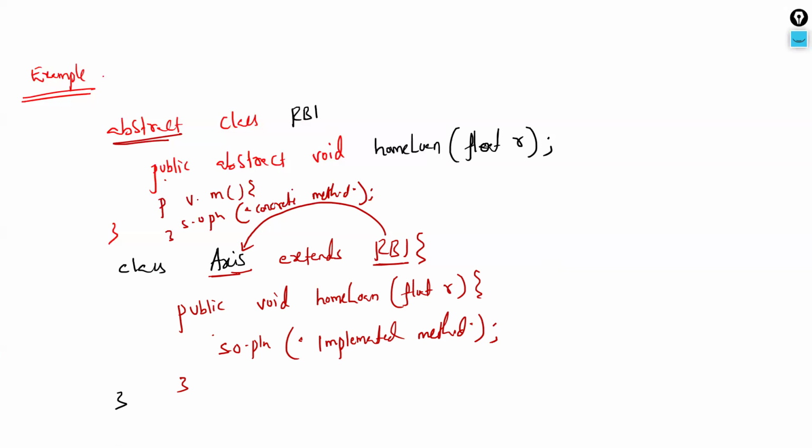Shall I go to next? The next scenario, the next example. Assume this time RBI has two methods. So there is an abstract class called RBI. It looks like a meaningful example, so I am taking this. Inside this abstract class, two abstract methods. We know abstract methods and concrete methods can both be there, but this time let me take two abstract methods.